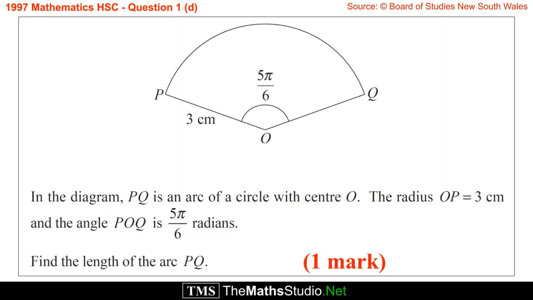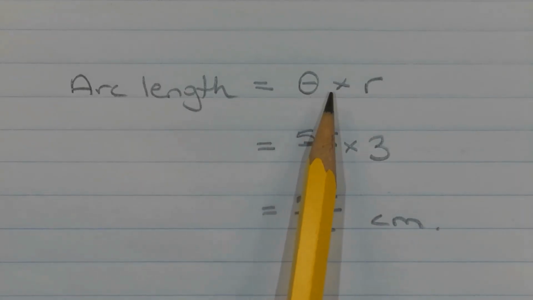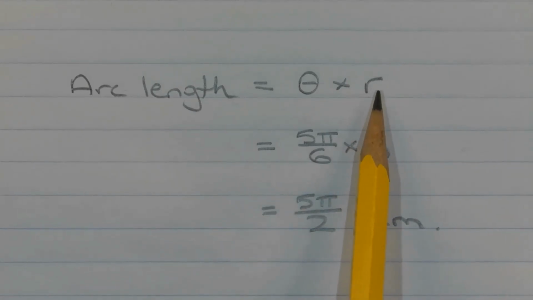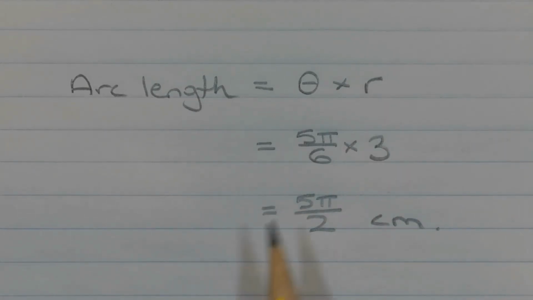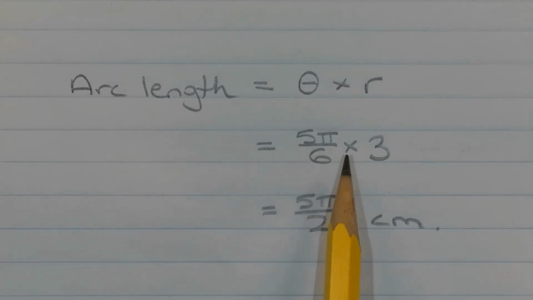Question 1, Part D. In the diagram, PQ is an arc of a circle with centre O. The radius OP equals 3 centimetres and the angle POQ is 5 pi over 6 radians. Find the length of the arc PQ. The arc length is given by the formula theta times r, where theta is the angle in the centre of the sector in radians and r is the radius of the circle or the sector. In this case, theta is 5 pi over 6 radians and the radius r is 3 centimetres. So the arc length is equal to 5 pi over 6 times 3, which simplifies to 5 pi over 2 centimetres.